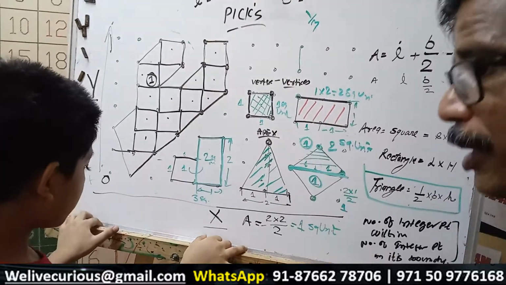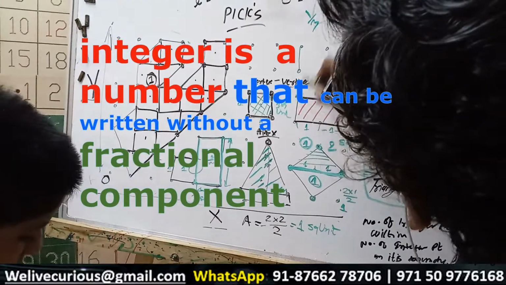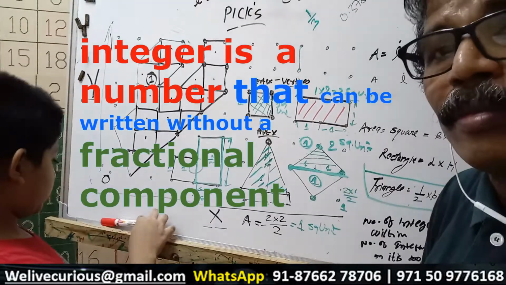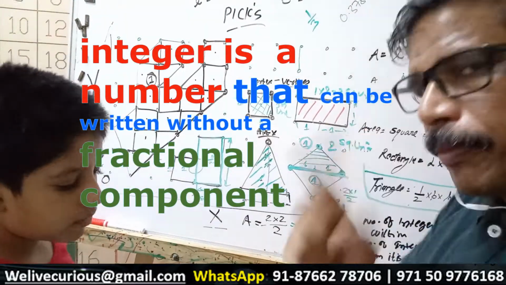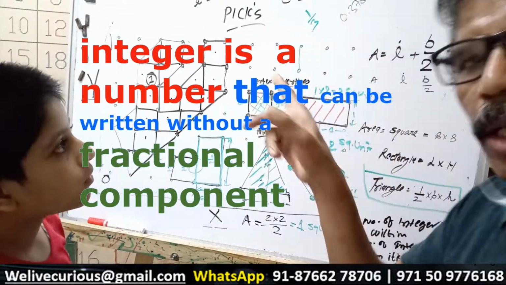Did you see anywhere a value like 1 by 3? No, you did not see that here. Did you see any value of this apex like 0.3785? No. If your apex coordinates are like that, you cannot use this theory.